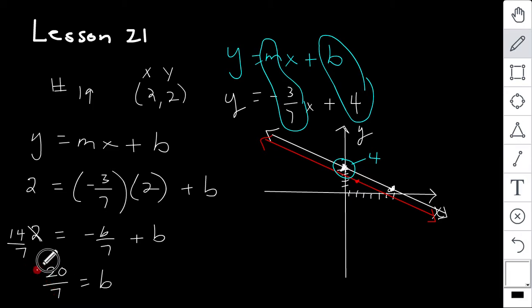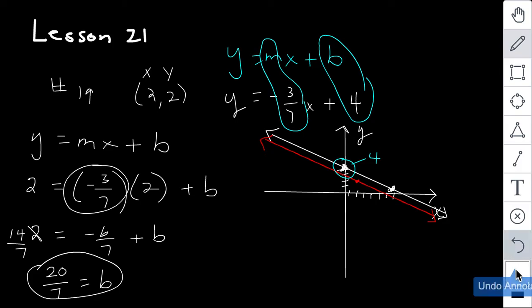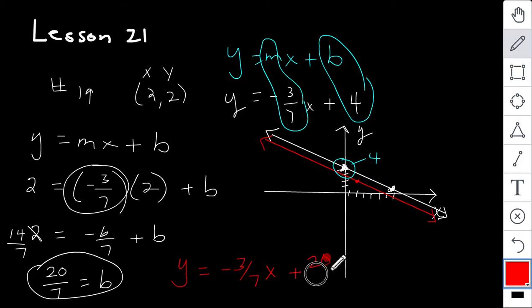So now we have our new b. And we're going to do our stolen m, which is right here. And we're going to write a new equation. So our new equation, we put the y and x back in, is y equals m, which is negative 3/7 x, plus our new b, which is 20/7. And we wrote an equation of a line that goes through the point 2, 2, but is parallel to the line y equals negative 3/7 x plus 4. So this is your final answer.